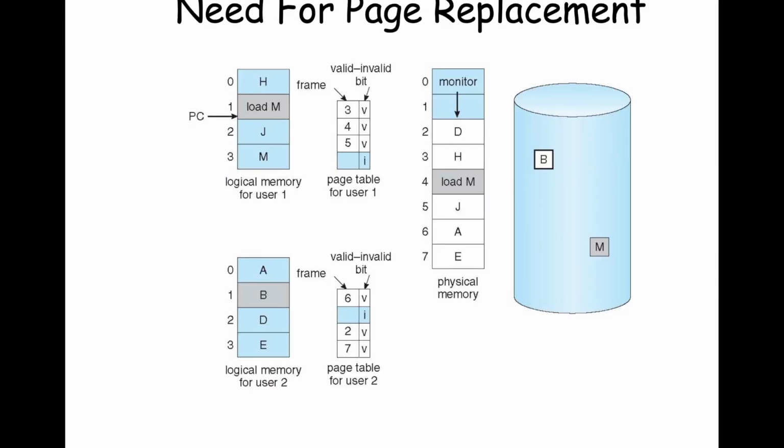And so this diagram is in the book, and it shows the scenario of what happens when you have over-allocation of your frames, of your memory. So here we have two processes: user one, you can imagine this is process P1, and user two down below, you can imagine that's process P2. And here we have the logical memory, we have the pages for process P1.